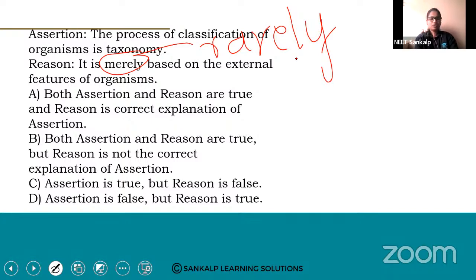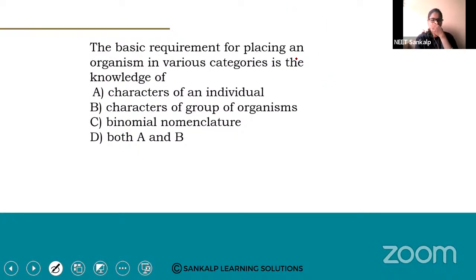Fine. Next question. The basic requirement for placing an organism in various categories is the knowledge of: characters of an individual, characters of a group of organisms, binomial nomenclature, both A and B.